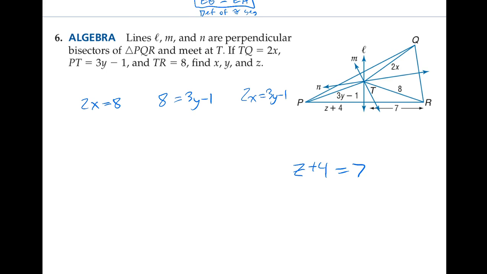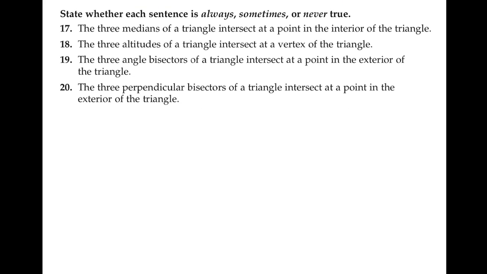So this one up here, not so useful, but the other one's very useful. This one means x equals 4. Here we add the 1, we get 9 equals 3y, so y is 3. Down here we subtract the 4, we get z is 3. We could plug these back in. We get this is 8, good. We get this is 8, good. We get this is 7, good. All worked out. Okay, always, sometimes, or never.